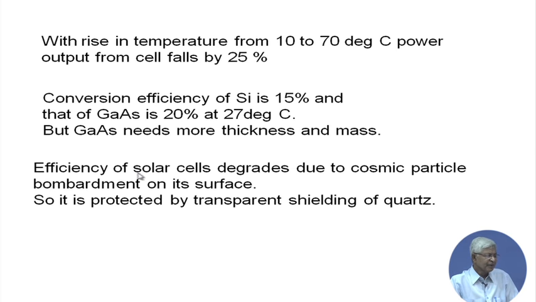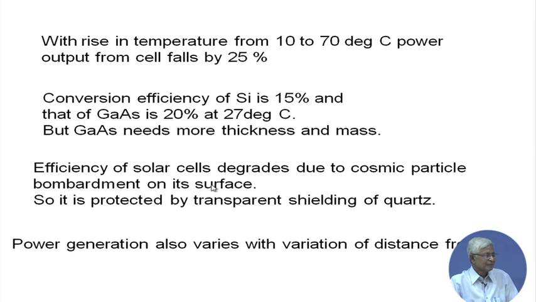One more thing happens: cosmic particles are continuously bombarded, in addition to the solar radiation, on the solar cell surface. So solar cell efficiency reduces, and many times it is protected by a quartz shielding. So it does not get damaged very quickly, but over its life its efficiency decreases. Then, as we mentioned, power generation also varies with the variation of the distance from the sun.